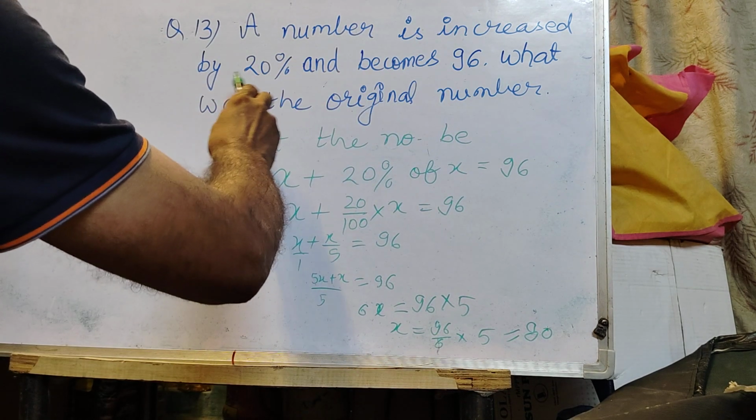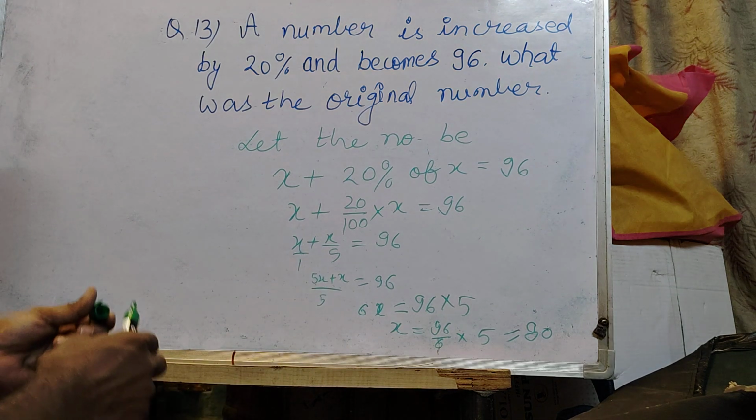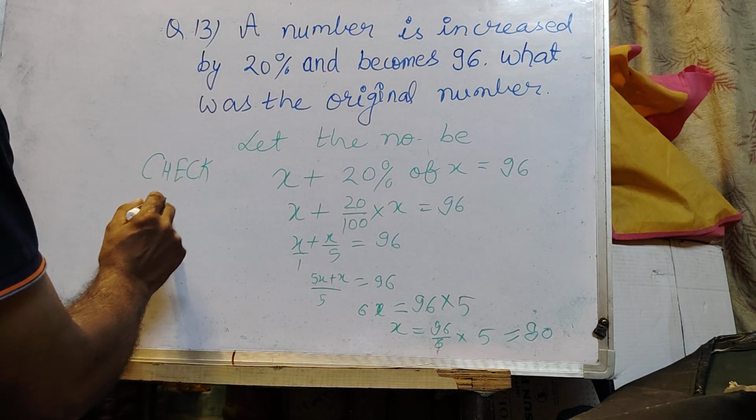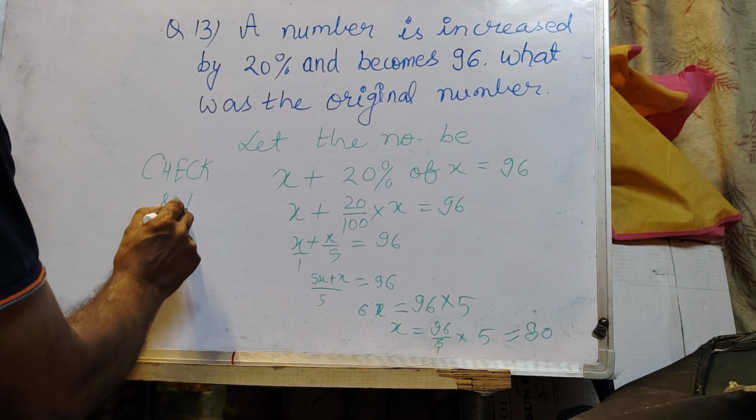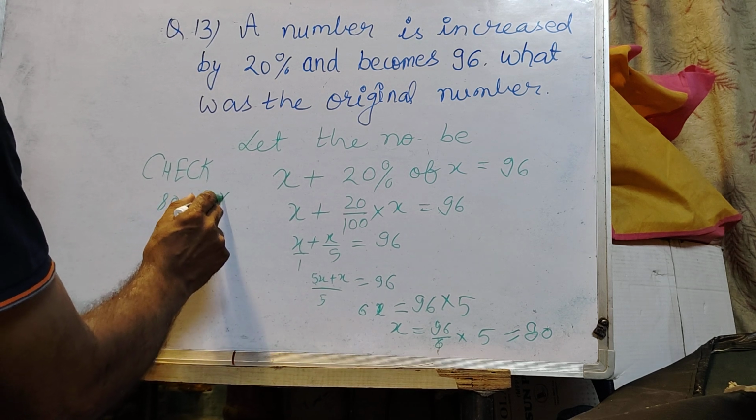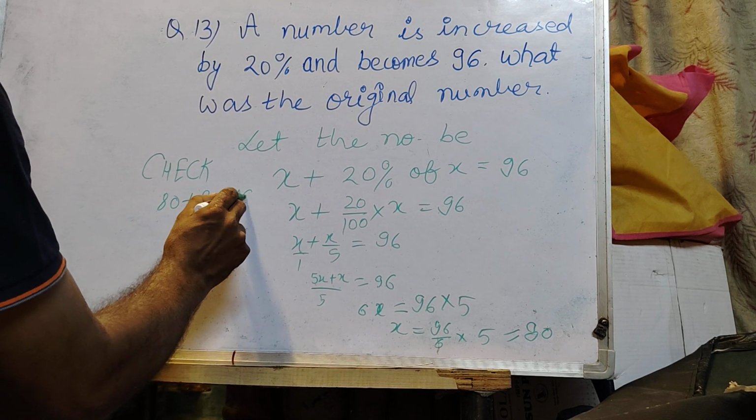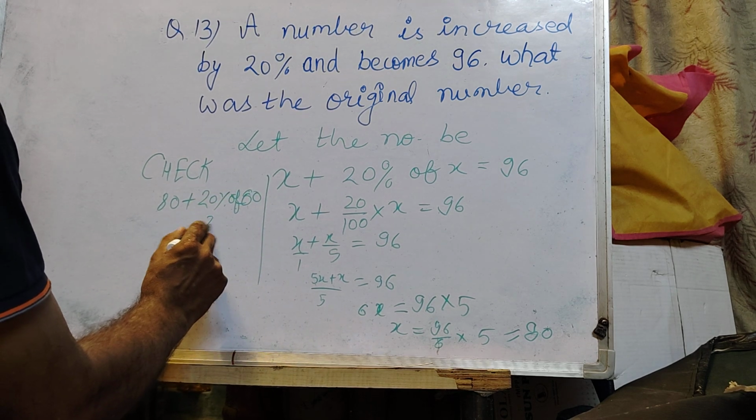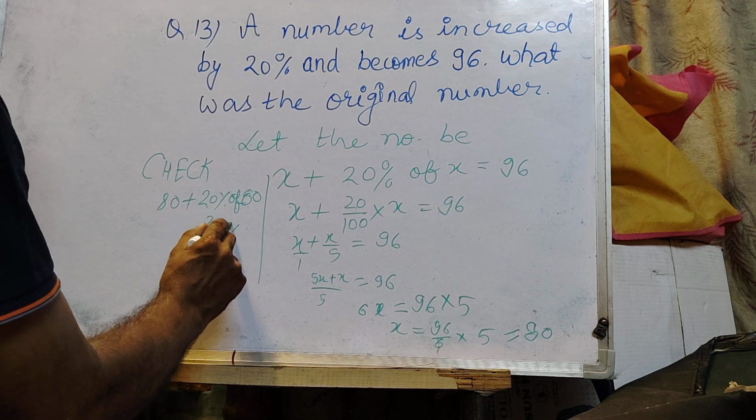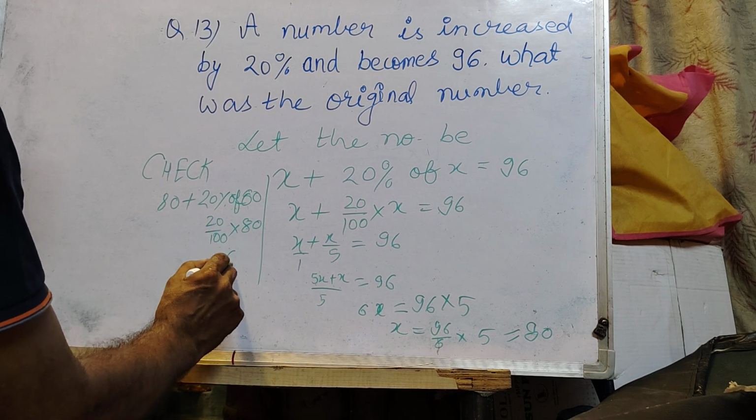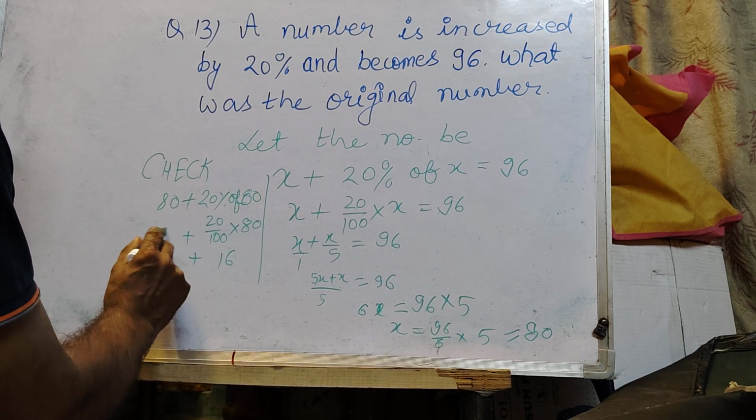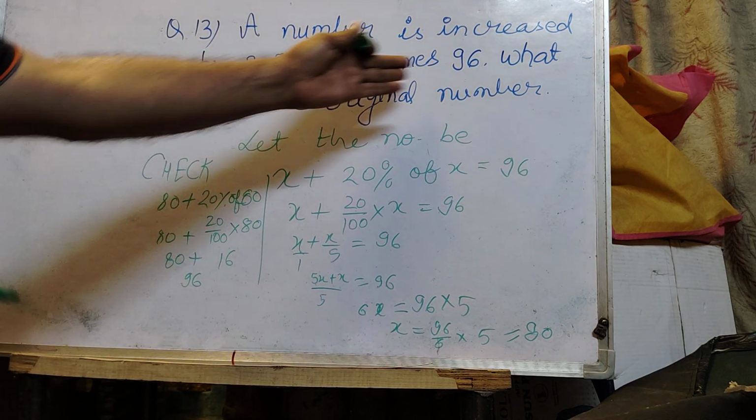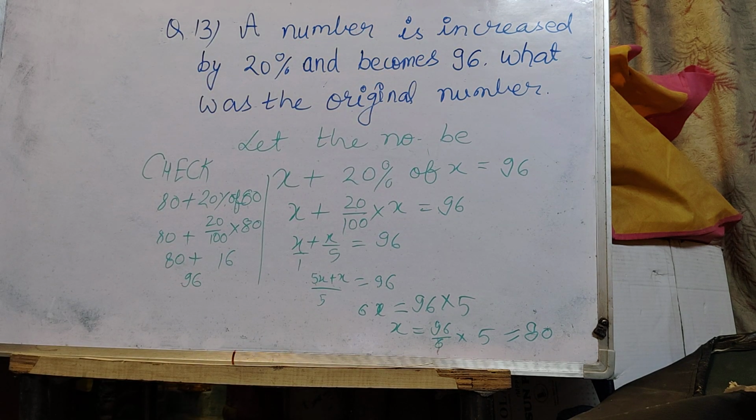So a number is increased by 20% and it becomes 96. We can check the answer here. Our final answer is 80. So when 80 is increased by 20% of 80, it becomes 96. So we can check it. 20% of 80 is 20 over 100 into 80. So 20 cancels, it gives us 16. So 80 plus 16 is 96. 96 is the final answer that is given in the question. So checking is also correct.